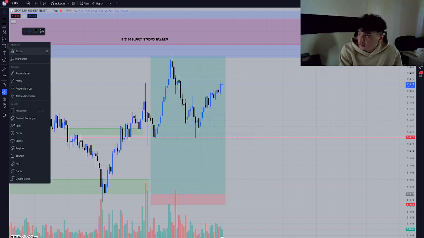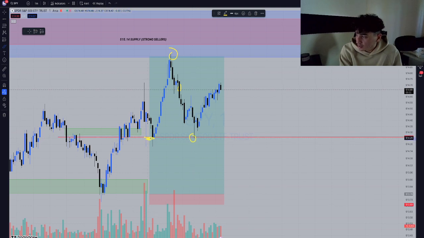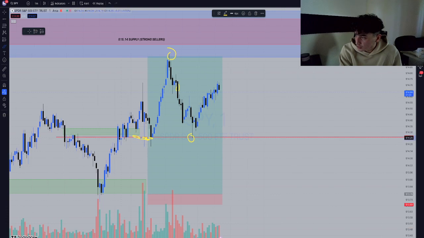So at this point, if I were to enter off this supply zone, I take my first trim about right here at about that 20% mark, like I told you guys. And then our main target would be right here all the way at these strong previous lows that we had. You can see these strong previous lows. So that would be that.